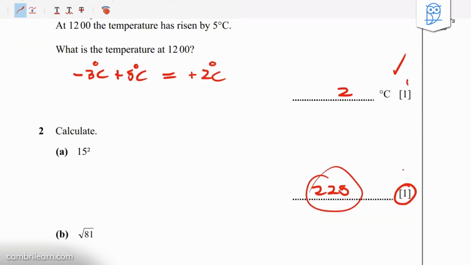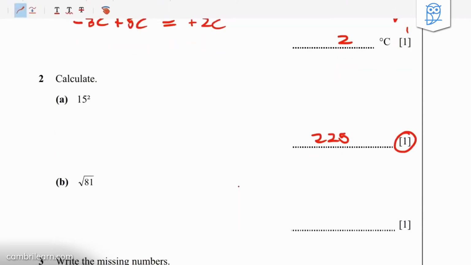If this was, let's say, 2 marks, then we know that we have to give more work to be able to get all of the marks. Then we had to show 15 times 15, and we could do normal multiplication. But in this case, not necessary. It only counts 1 mark, so it's a very simple one, which all of you can do.